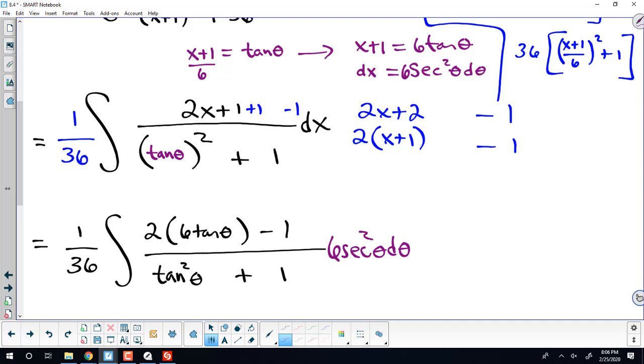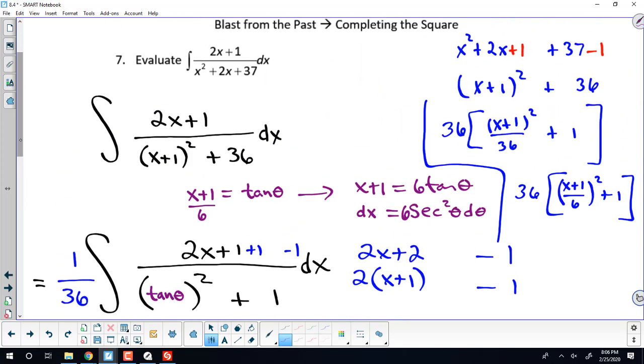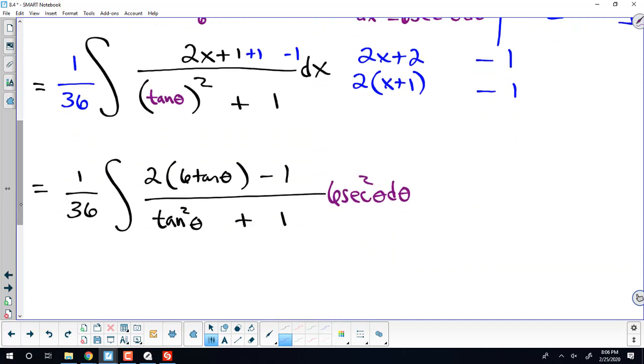Does that look better? Looks kind of worse. Because when we looked at this thing here, we've got two things, 2x and the 1 over x squared plus 36. When we look at this thing, we have two things on top times this other thing. It's even more complicated, right?